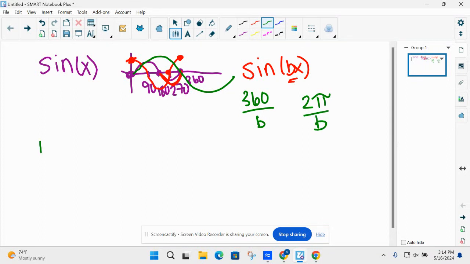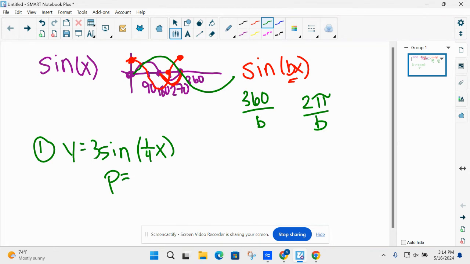So number 1 on the quiz review is y equals 3 sine of 1/4 x. Okay, so that means we would first find our period. Now, I could do 360 divided by 1/4, which means multiplying by 4, because that's the reciprocal, and that would give me a really big number. So instead of working in degrees for this question, I found it easier to work in radians. So 2 pi divided by 1/4, or times 4, would be 8 pi. So 8 pi is the length of one cycle.